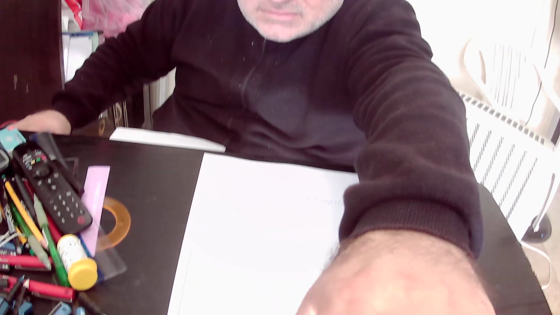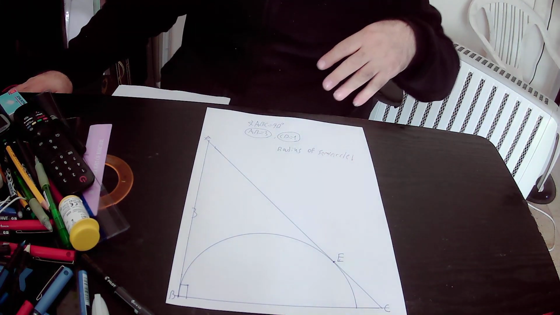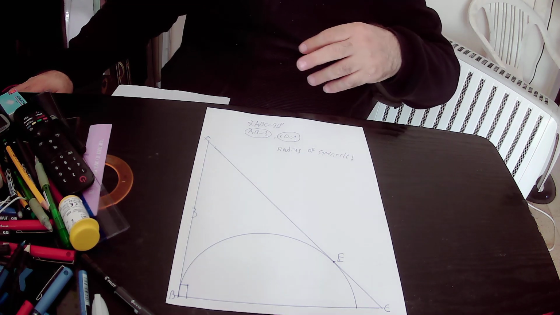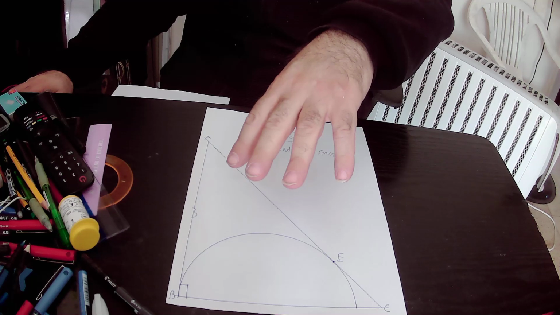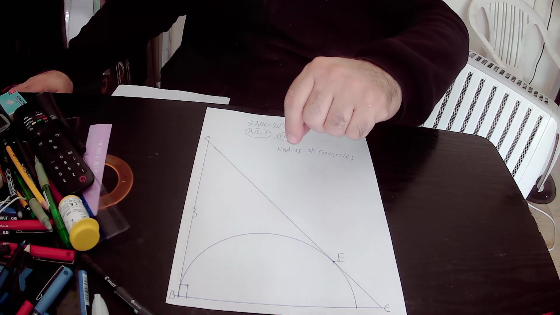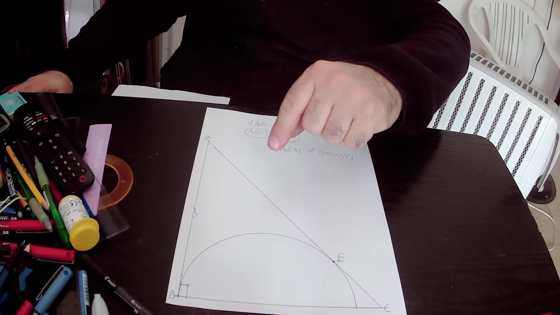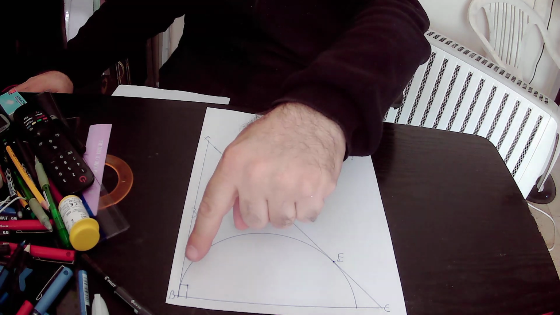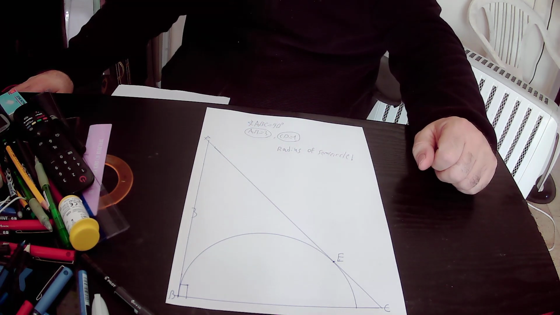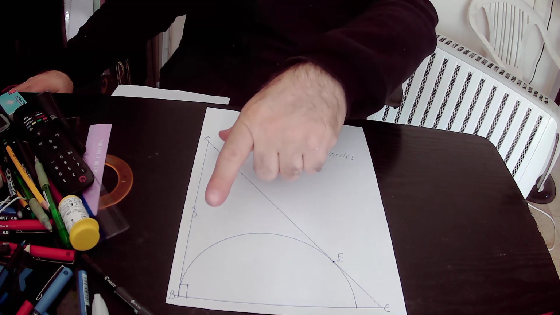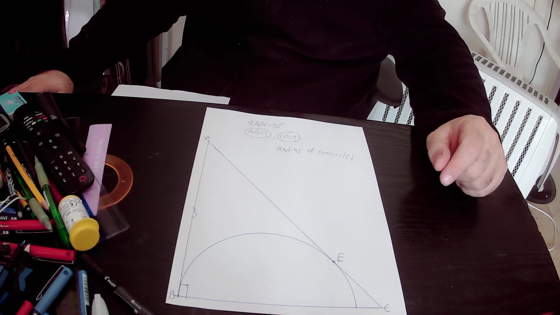Hello, in this lecture we will find the radius of the semicircle. In the drawing we have triangle ABC. We know that triangle ABC is a right triangle because angle ABC equals 90 degrees. We also know that side AB of triangle ABC equals 4 units.